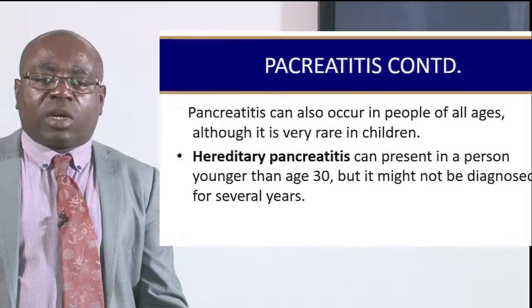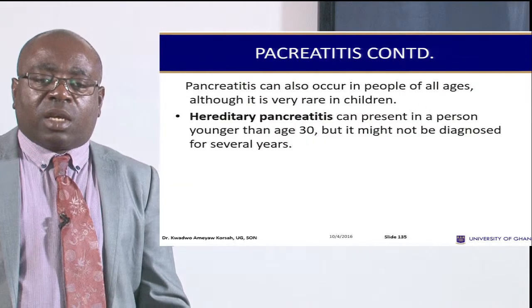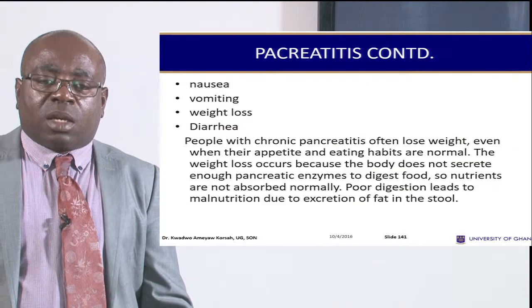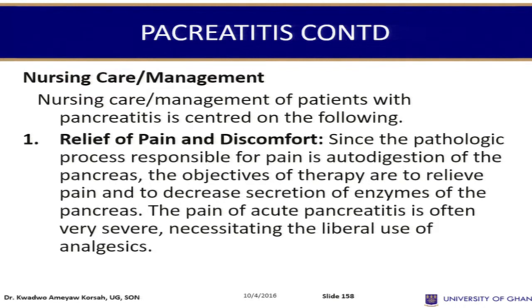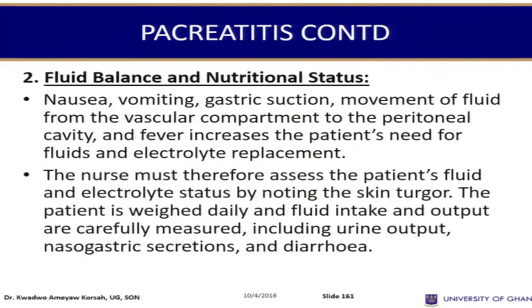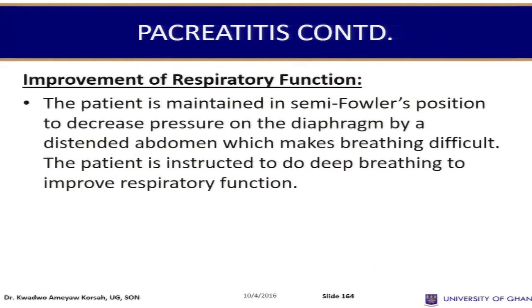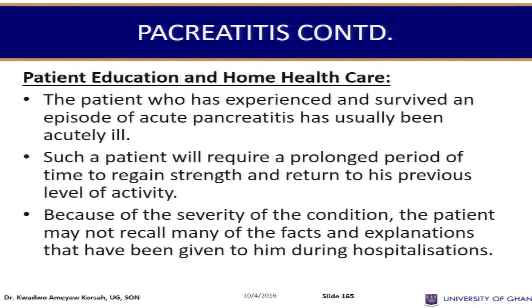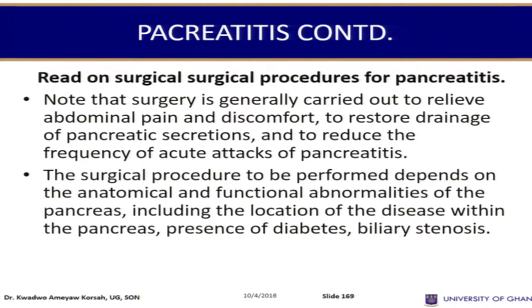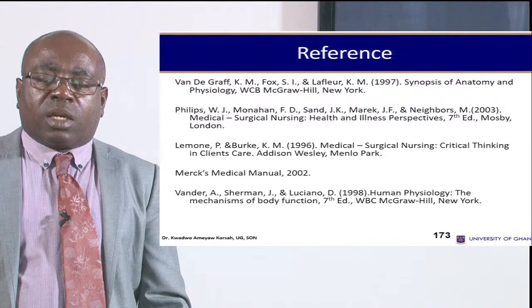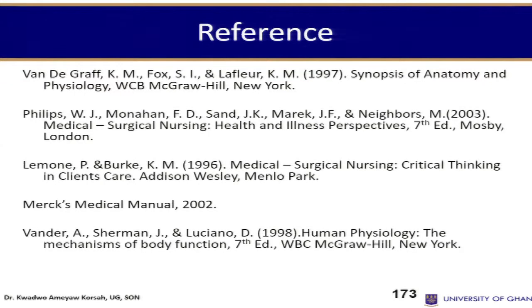We have the hereditary pancreatitis and symptoms in general, and then nursing care in general, which includes fluid balance and nutritional status, improvement of respiratory function, patient education, and home care. These are very important. And then I want you to read on the surgical procedures for pancreatitis, and also read on hepatic coma. I have other references for you to check. Thank you very much.